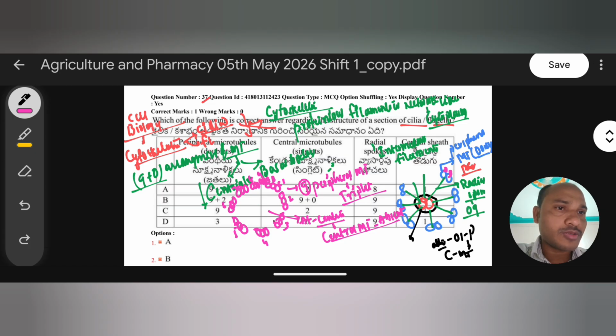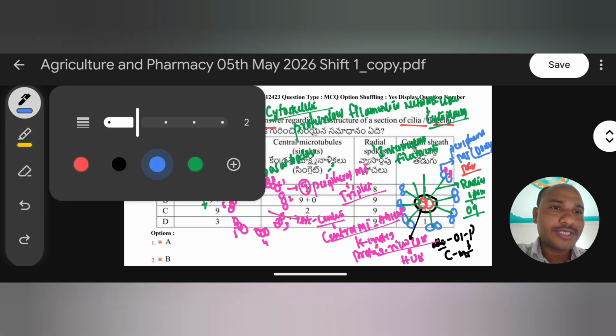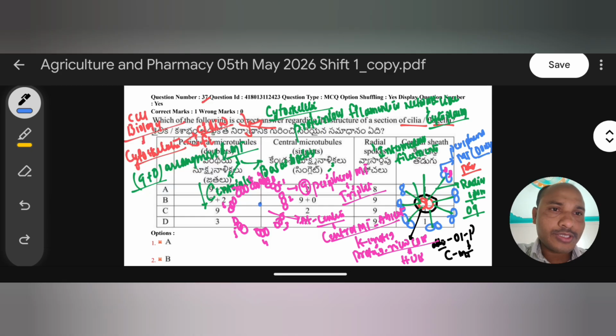Here we don't have microtubules at the center. Instead of the central microtubule we have a protein-rich core structure. That protein-rich core structure is called the hub. Very important. So instead of central microtubules we have protein-rich structures like this, and this structure is called the hub. The central microtubule is absent, and in its place we have the protein-rich core structure called the hub.